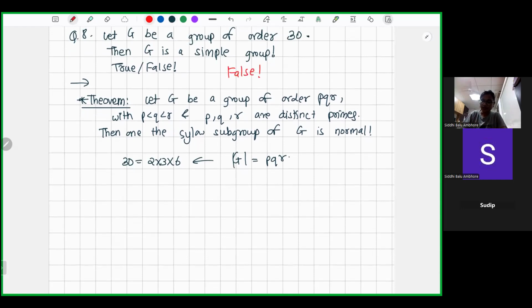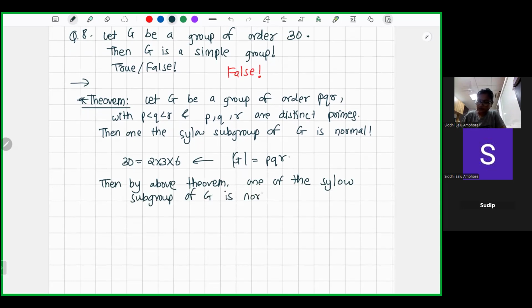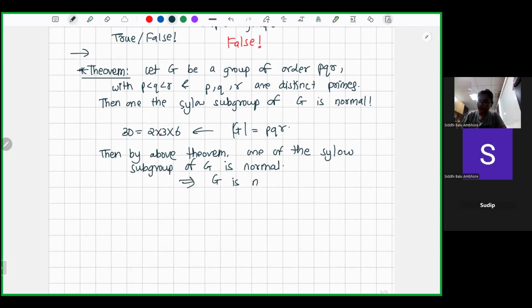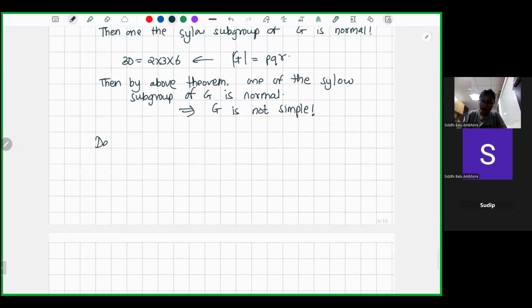So it becomes false because by this theorem, then by the above theorem, one of the Sylow subgroups of G is normal. And the moment I have some non-trivial group which is normal, this implies that G is not simple, right? I hope you remember what simple is.